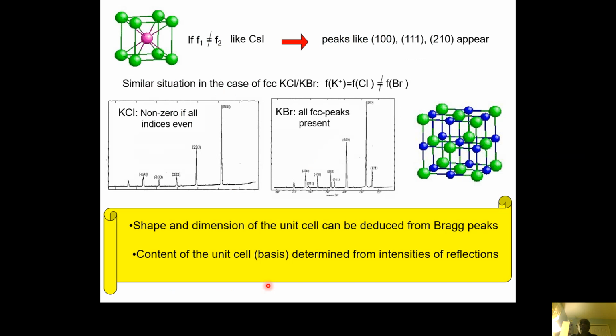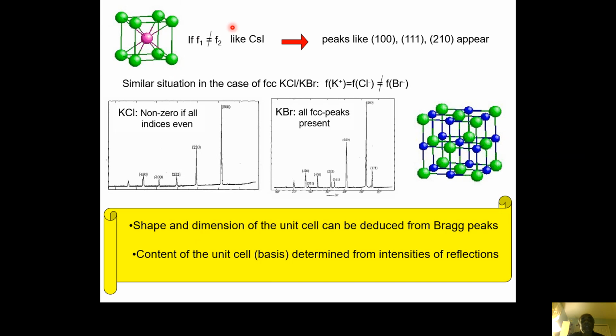Okay, but here is another special situation. Just think about this one as a BCC structure. Suppose this purple ball is also green. So then it is a simple BCC structure, right? If you have a BCC structure, remember the sum of the three should be even, right? So if the sum is odd, you don't get any reflections. But that is when all these are the same atoms.